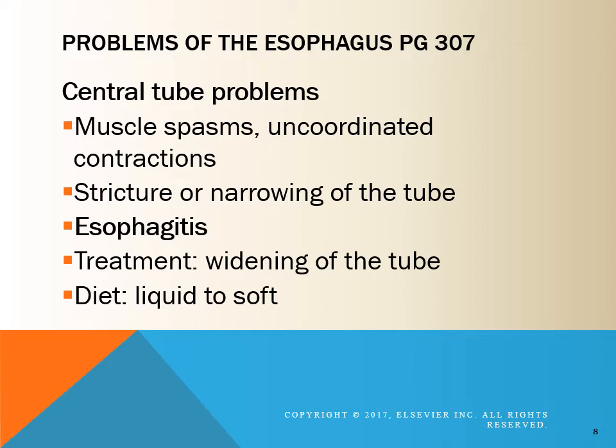So the contractions are very uncoordinated or not rhythmic. Stricture, so anytime we see stricture, that's narrowing of something. So you can have a stricture in the esophagus or narrowing of the tube. Esophagitis. Treatment can include widening of the tube, so this would be in extreme cases. And diet-wise, patients are going to be on liquid to soft depending on their needs and if they're able to advance their diet, meaning perhaps they start on liquid and then we see how they do and perhaps they can go to soft.